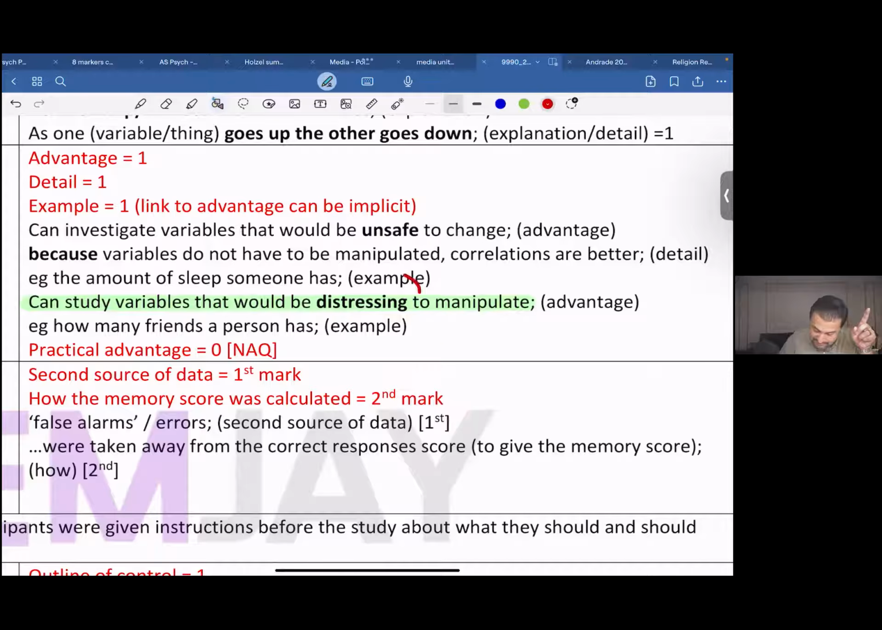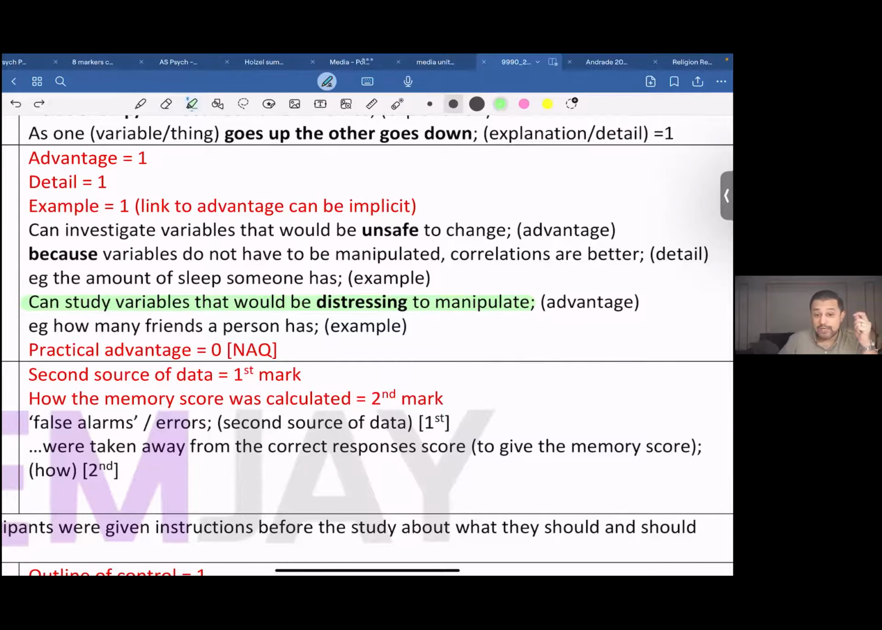This word "distressing" over here shows us we have understood the question well, and we're answering the question in terms of ethics, right? And it's an ethical advantage to use correlations as compared to an experiment. So was the case with this one when the student used the word "unsafe," right?